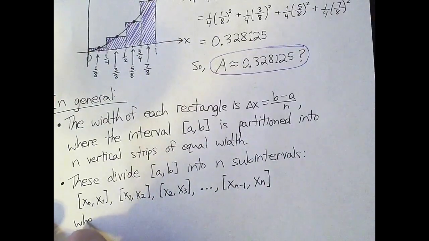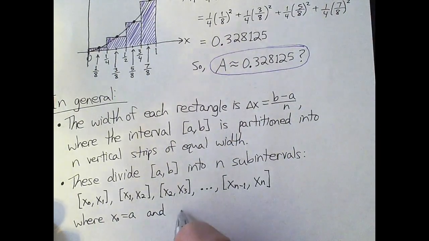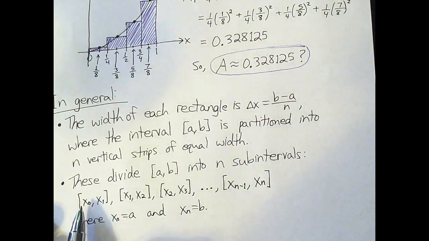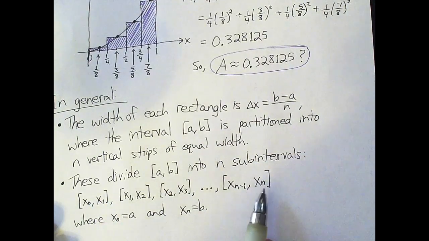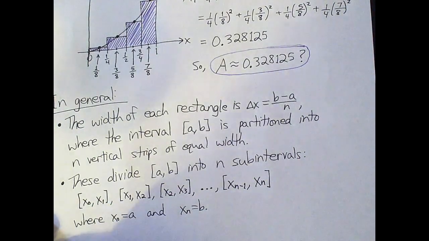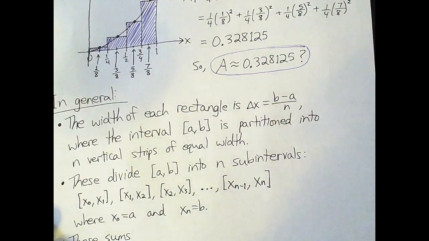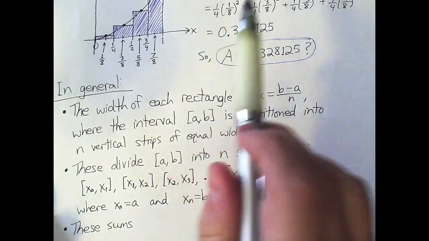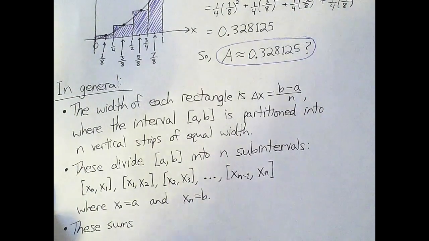I guess I'll say where x sub 0 is a and x sub n is b. You can see that, right? Because that's the beginning. The first interval starts with a, and the last interval ends with b. So these sums that we've been doing, all of these ones we've done, L4, R4, and M4, they've all had a similar structure. It's like width times f of something, width times f of something.